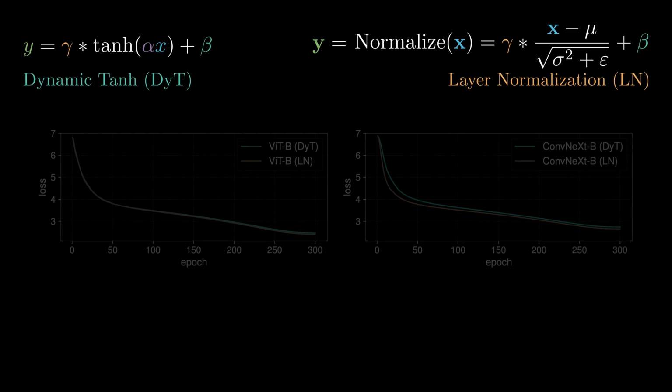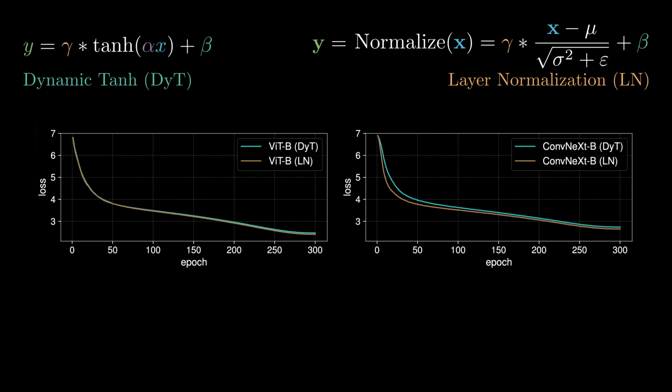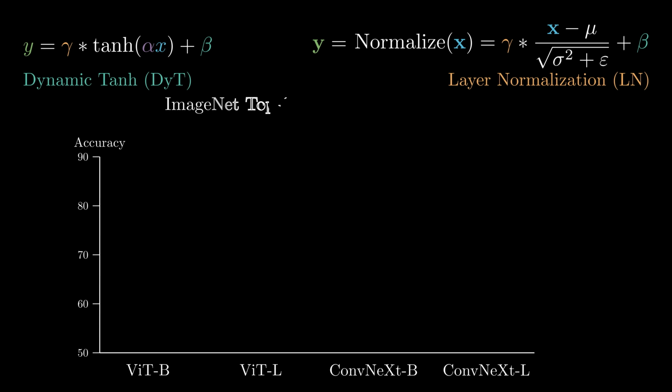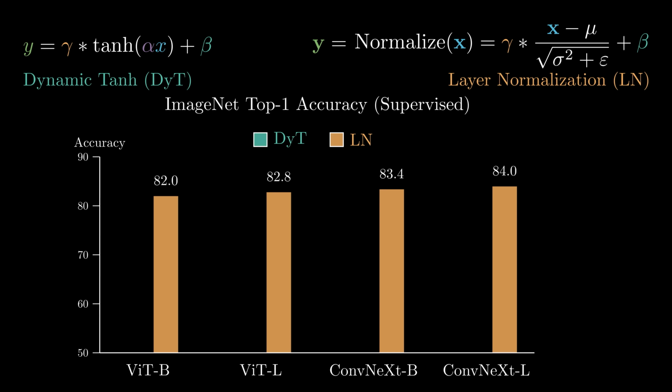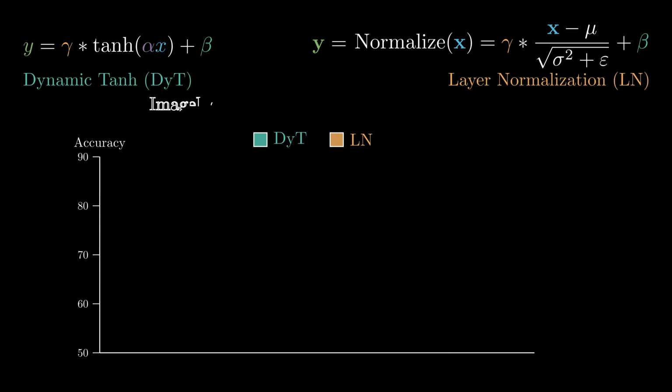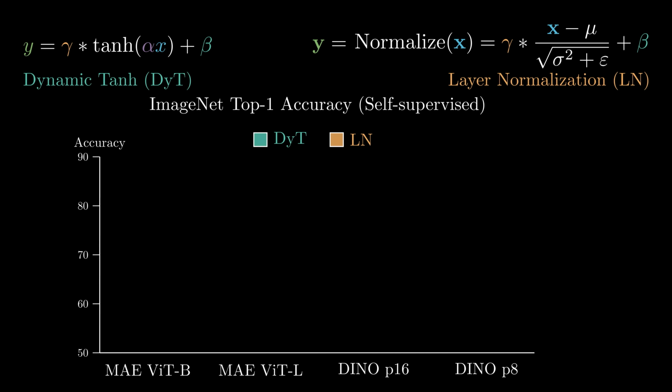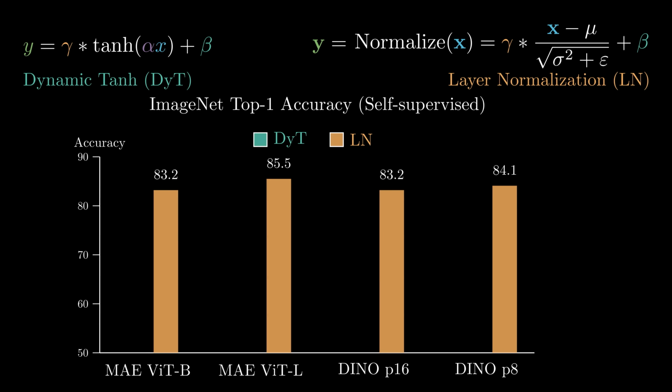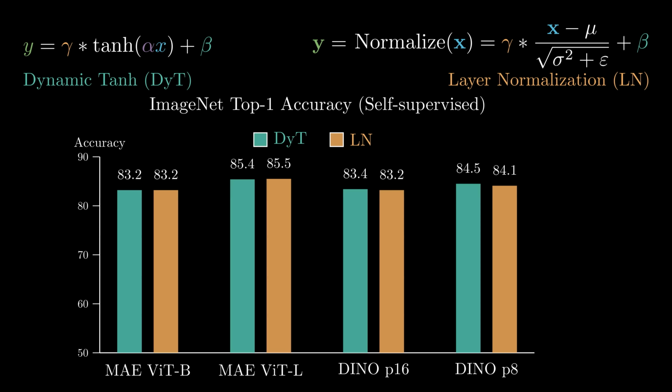The researchers trained both Vision Transformer (ViT) and ConvNeXt models on ImageNet 1K, covering both attention and convolution-based architectures. The training curves show similar patterns when using LN or DyT, indicating comparable learning dynamics. On ImageNet 1K supervised classification, DyT matches or outperforms LayerNorm across both architectures and model sizes. Similarly, for self-supervised learning on ImageNet 1K, DyT matches LayerNorm's accuracy across different pre-training approaches and model sizes.